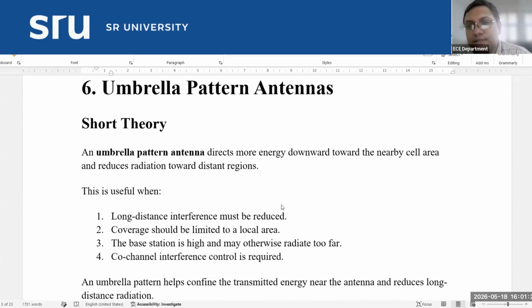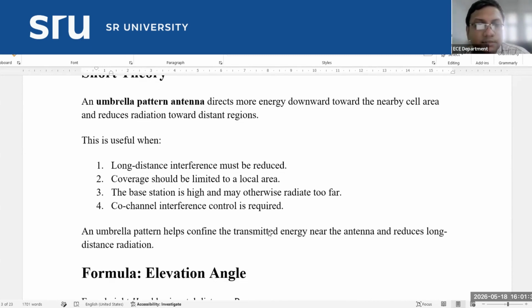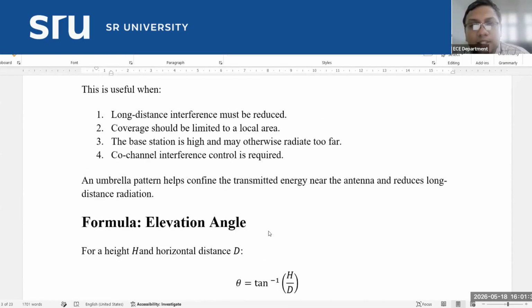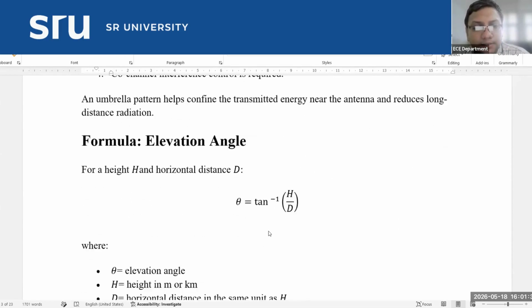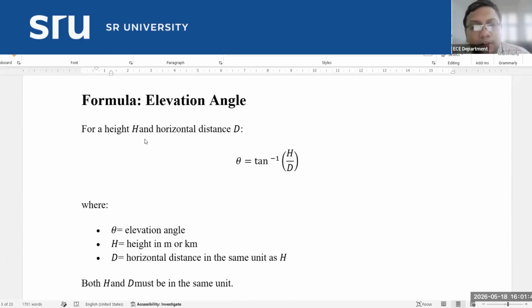So now let us discuss umbrella pattern antennas. An umbrella pattern antenna directs more energy towards the nearby cell area and reduces radiation towards the distant regions. In these umbrella pattern antennas, there are some design equations. For a height h and horizontal distance d, theta is equal to tan inverse h by d, and this theta means the elevation angle of the umbrella pattern radiation.